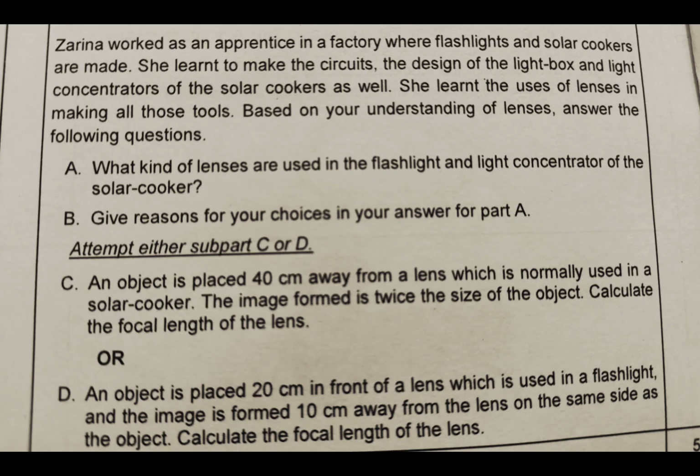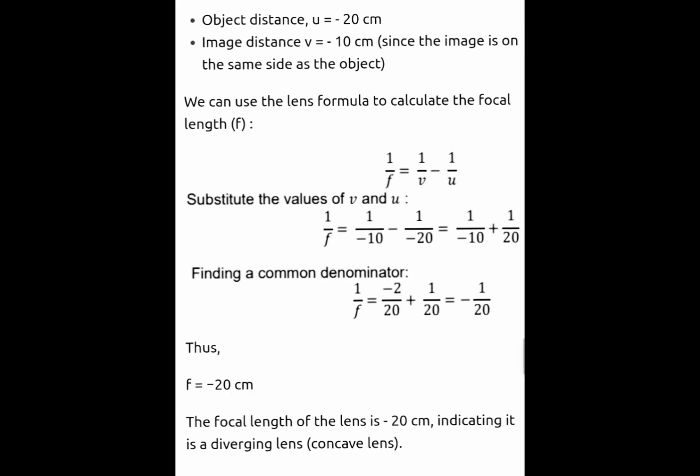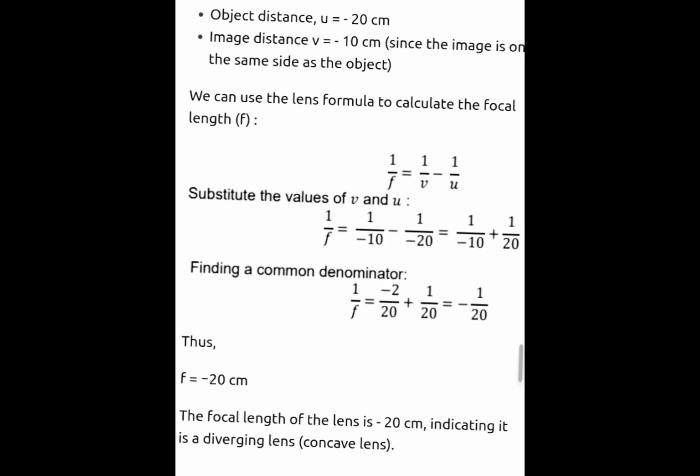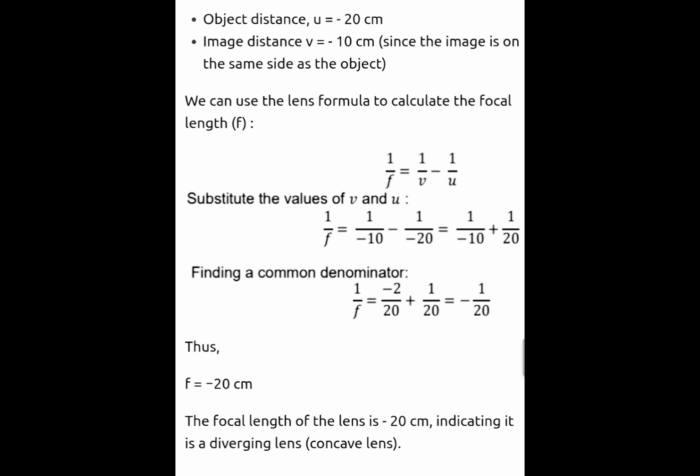In this numerical, object distance is 20 centimeter. U is equal to minus 20 centimeter. The image is formed on the same side as the object. So, image distance is minus 10 centimeter. By using the lens formula, we can write 1 by f is equal to 1 by v minus 1 by u. Then substitute the values in the place of v and u. 1 by f is equal to 1 divided by minus 10 minus 1 divided by minus 20.